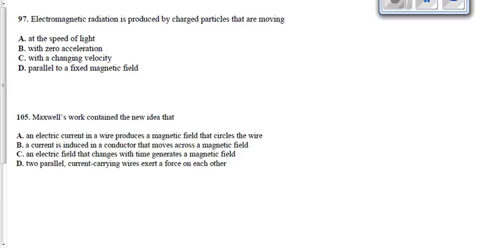All right, question number 97. EMR is produced by charged particles that are moving. What's the answer to that question? C, with a changing velocity, right? Accelerating charged particles generate EMR. I could change that question to say magnetic fields are produced by charged particles that are moving with zero acceleration. Yeah, but that's not the question here. Question number 105: Maxwell's work contained the new idea that, what's the answer to that one?